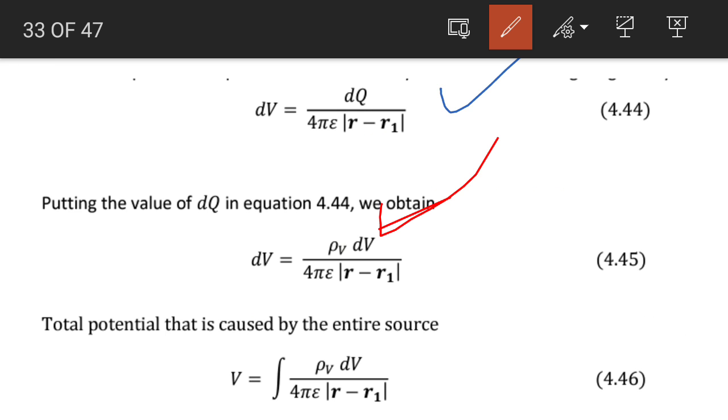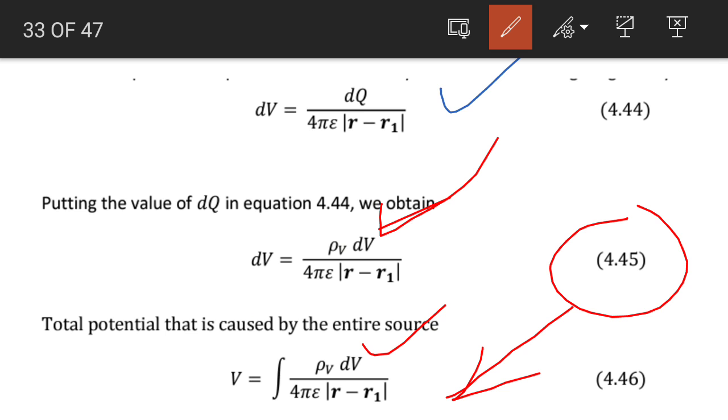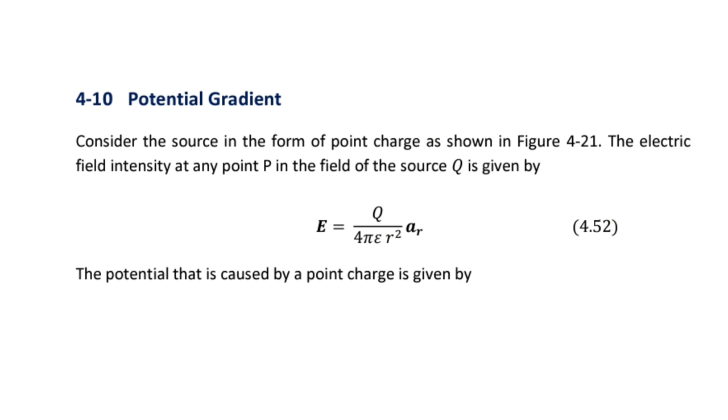So the differential potential at point P will be equal to rho v dv by 4 pi epsilon into |r minus r1|, where |r minus r1| is the distance between the small portion of the source and the point under observation. We integrate equation number 45, and the integration results in the potential at the given point. So the potential at the given point due to the volume charge will be equal to the integration of rho v dv by 4 pi epsilon |r minus r1|. This is how we calculate the potential at the given point due to a volume charge.